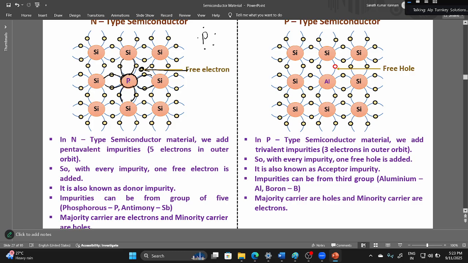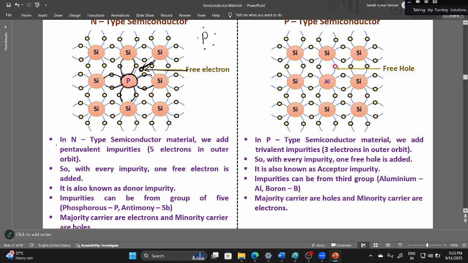1000 phosphorus atoms, 1000 free electrons will be formed. So this is responsible for conduction. This electron will be responsible for conduction when it should jump from where to where? Valence band to conduction band. Okay, do you understand?